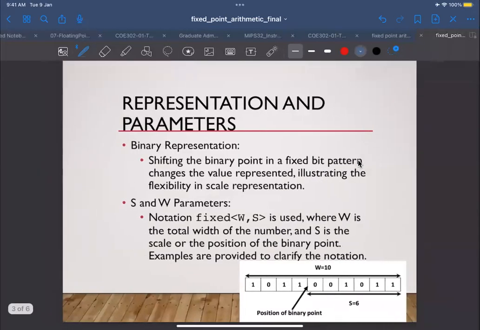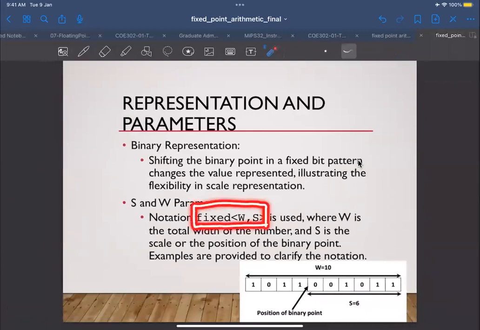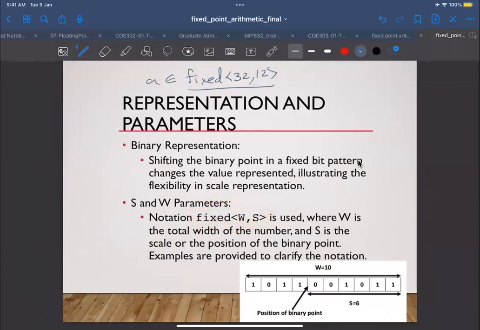So usually we use this shorthand notation, fixed, to indicate the format, and then we give it W and S. For example, we say fixed 32, 12. This means a fixed point number. If I say your A is a fixed point number that has 32 bits, and 12 bits of these 32 bits are fraction bits. So this is exactly what we mean by this notation.